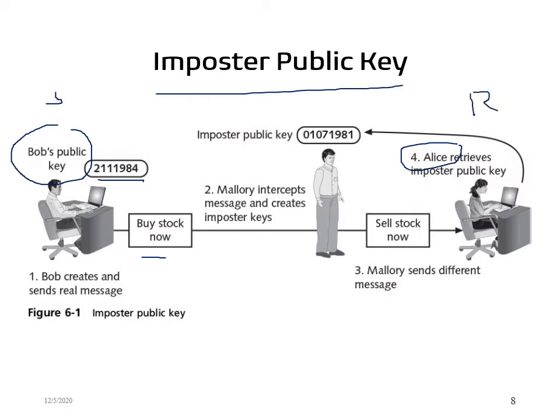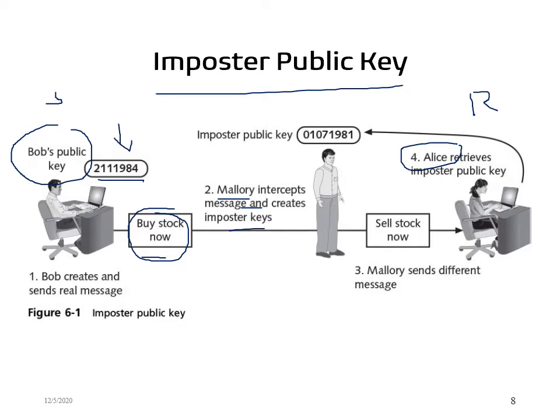Say there is an attacker called Mallory. He intercepts the message and creates the imposter key. He intercepts Bob's message, the sender's message, with a man-in-the-middle attack. So he imposes a key. Bob uses a public key called 2111984.